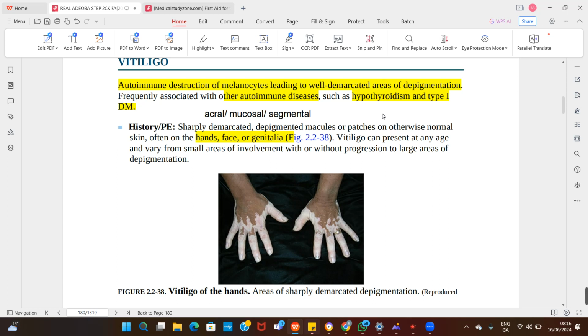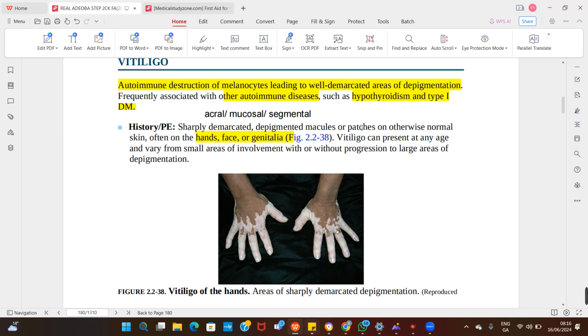If you see antibody analysis for SLE, don't pick it because it's not very commonly associated with vitiligo, right? Don't pick it. So the one you want to rule out first is hypothyroidism, TSH, type 1 DM, pernicious anemia. But don't forget the hypothyroidism, very, very important.